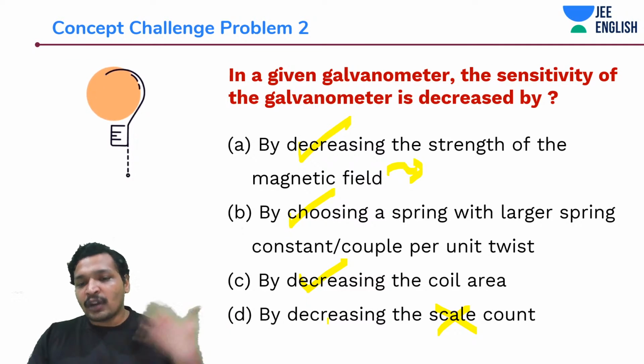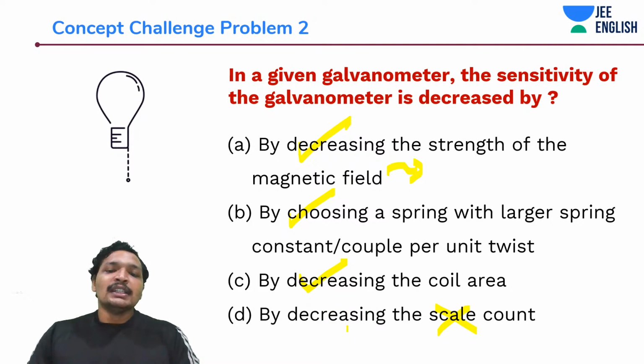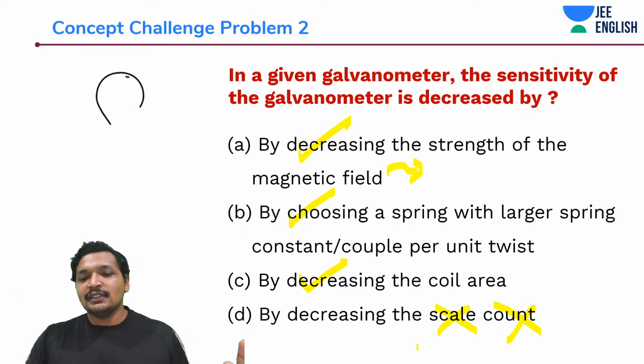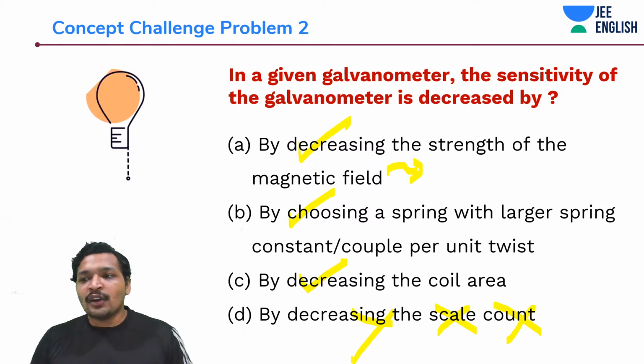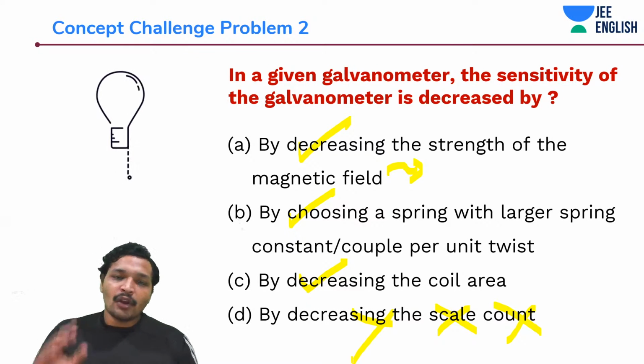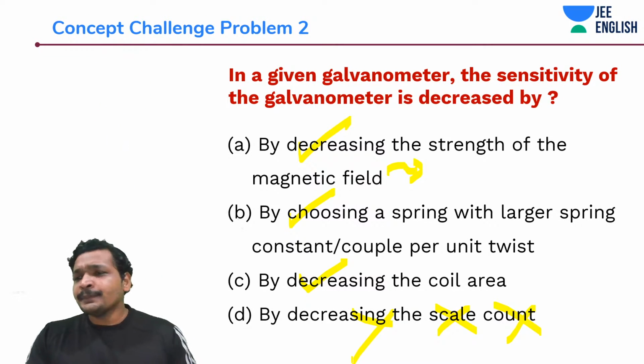By decreasing the coil area, you'll also reduce the sensitivity. Lesser will be the torque. Scale count does not matter, right? Scale count is how you are developing it. It is not related to sensitivity. Awesome, amazing.